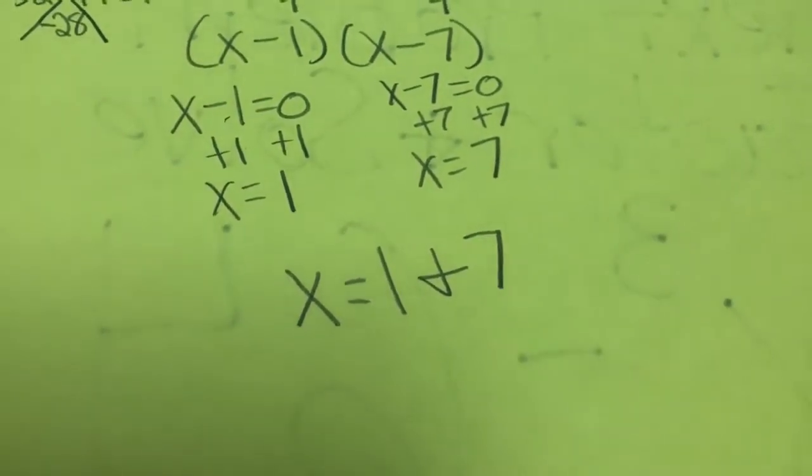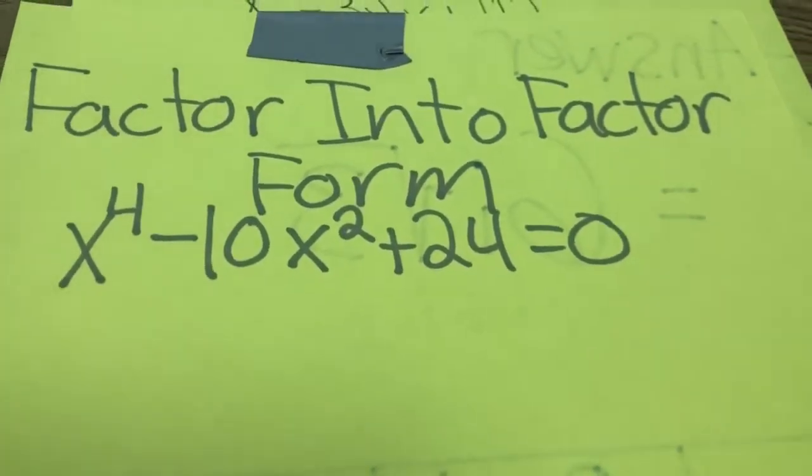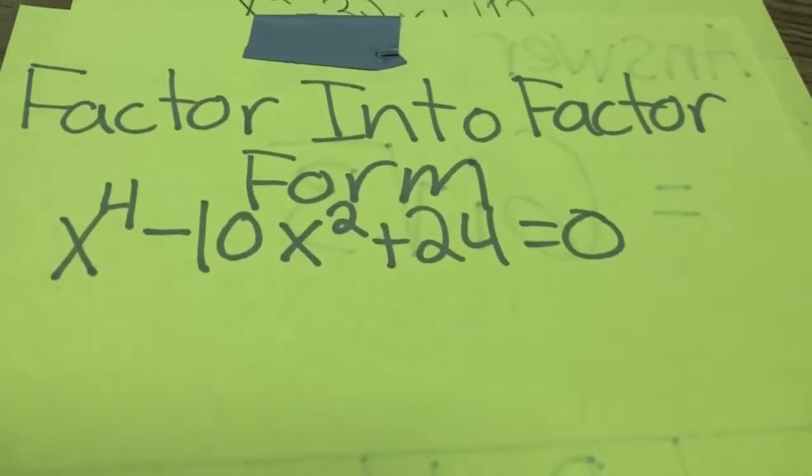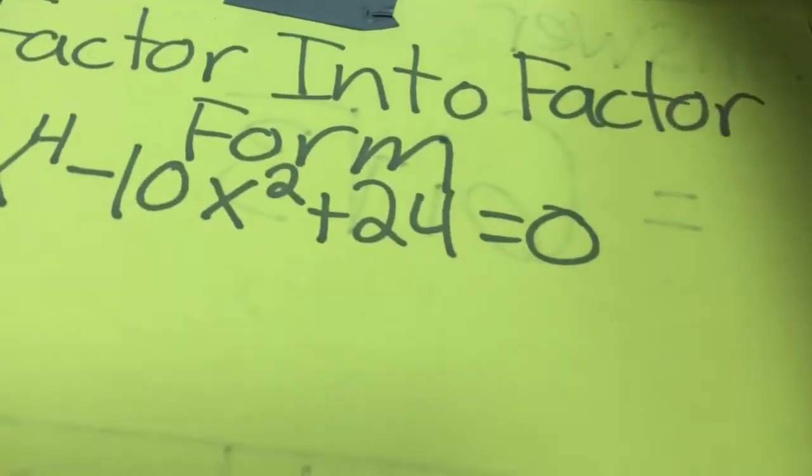This should have been found on the top of this one. Factor into factor form: x to the 4th minus 10x squared plus 24 equals 0.